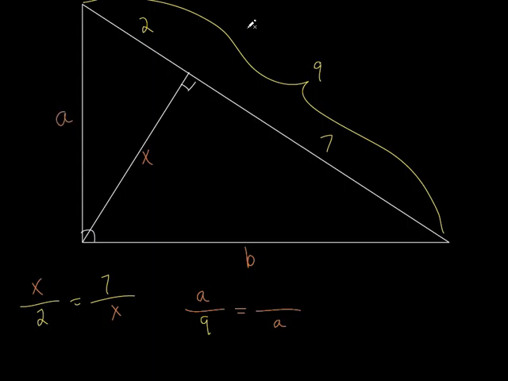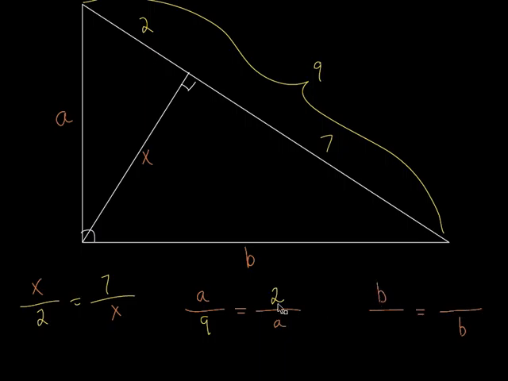So A is a geometric mean between the whole thing and the segment that's closest to A, where it's adjacent to it. So 9 and 2. And now you can cross multiply and solve for A. Well, B works kind of the same way. B is also a geometric mean. So that goes here and that goes here.